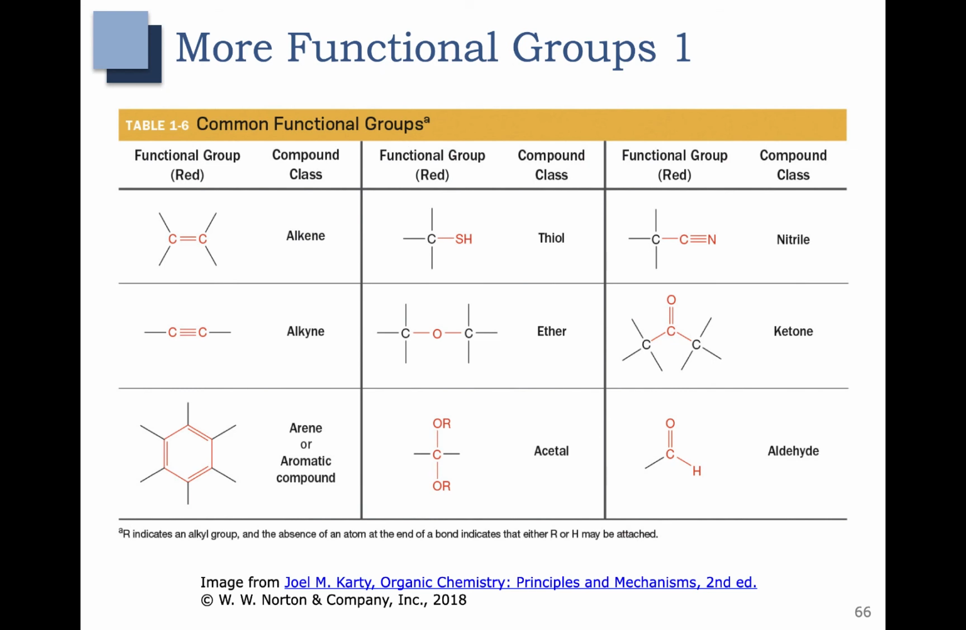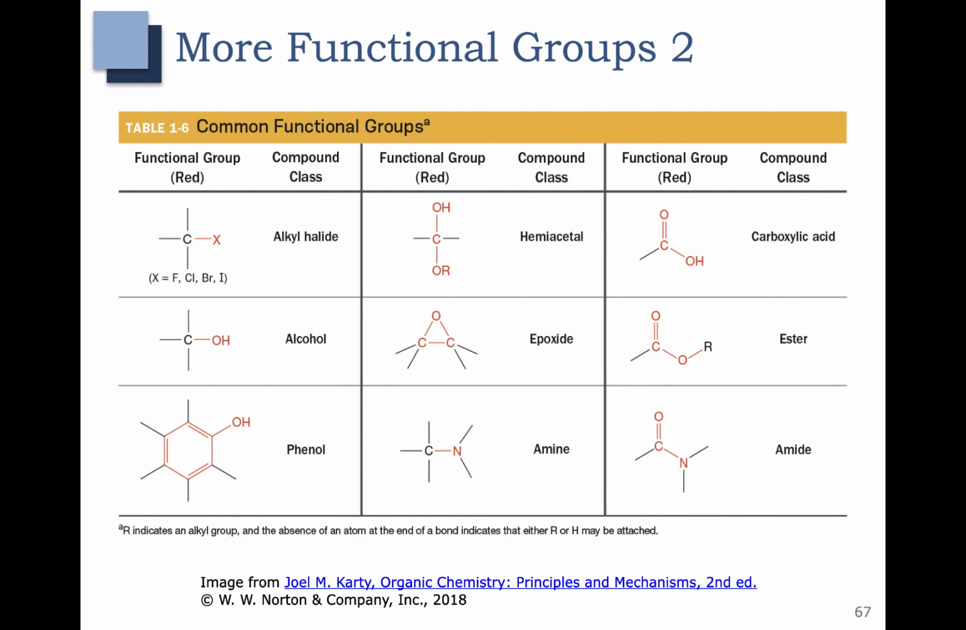This table from your book gives you some examples of not only the functional groups that we went over, but also some that we haven't. The ones that I expect you to commit to memory and really be fluent and conversational in are the ones that I had on that first slide. Just to recap, on this slide, we've gone over the alkene, the carbon-carbon double bond, the alkyne, the carbon-carbon triple bond, the aromatic ring. We've also gone over the ether, the nitrile, the ketone, and the aldehyde. We have not yet covered the thiol or the acetal. You will, however, see those later in this course.